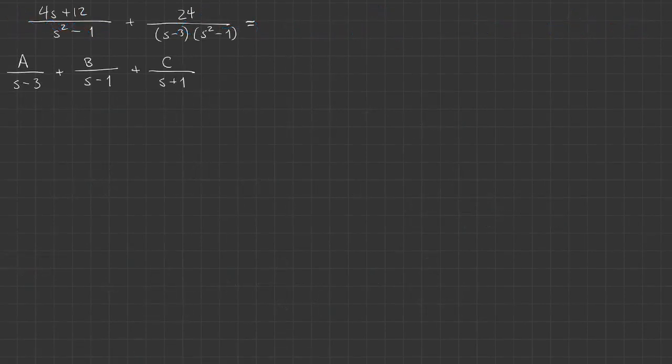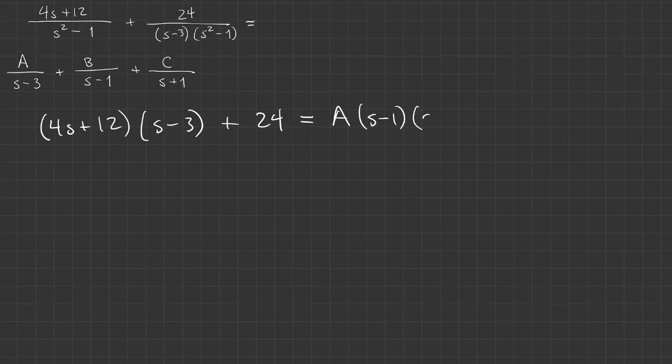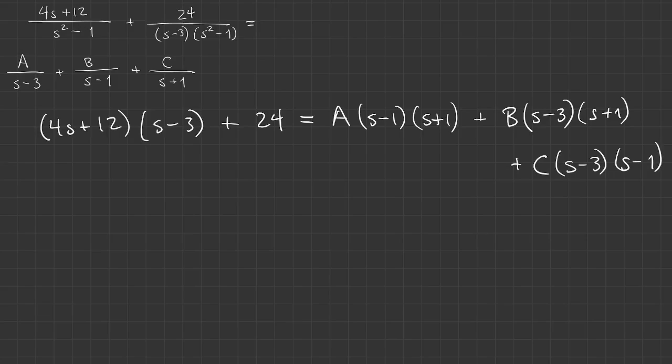When I do that on the left, I get 4s plus 12 times s minus 3 plus 24 by itself. And then on the right, each of these has 2 out of the 3 pole terms. It's just missing the one that's in its denominator. This has to be an identity for all values of s. I could write each side as a polynomial and match coefficients, but there's a much easier path. We can actually substitute particular values of s, and the ones to choose are the poles.